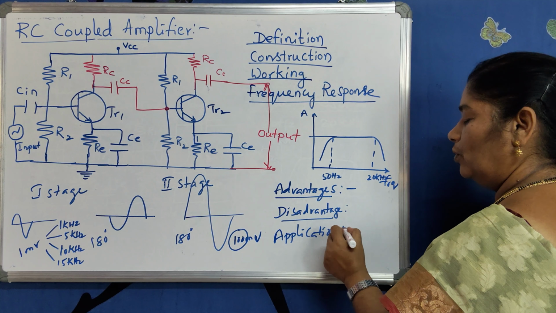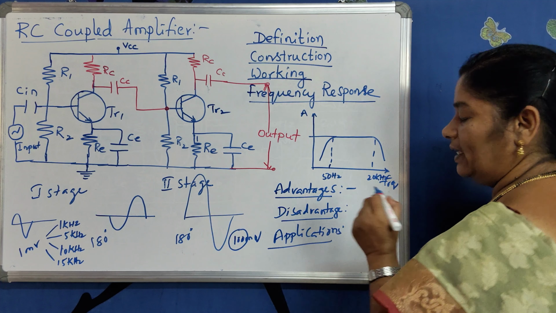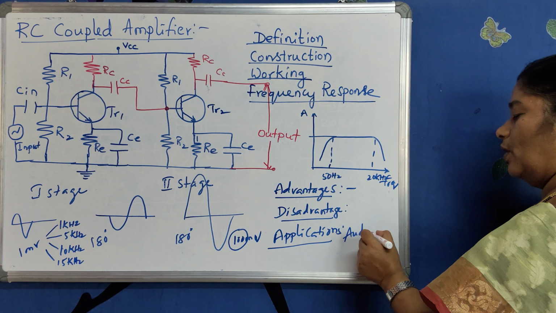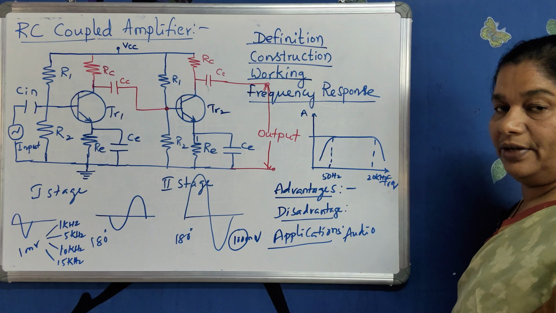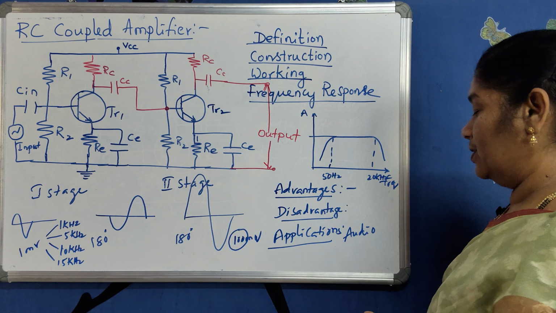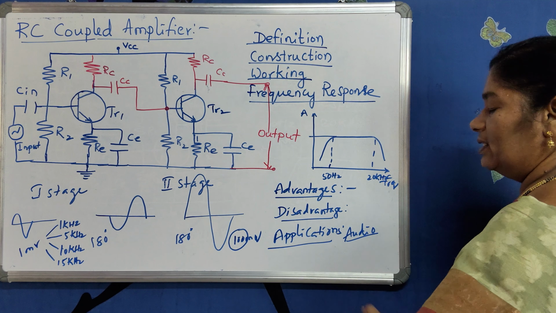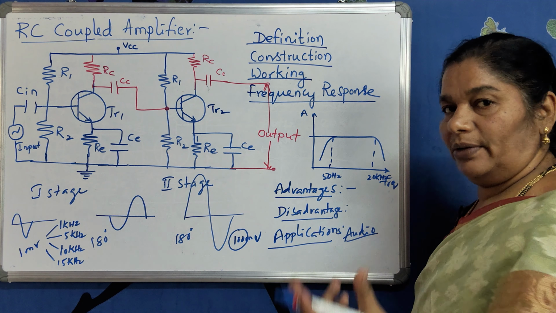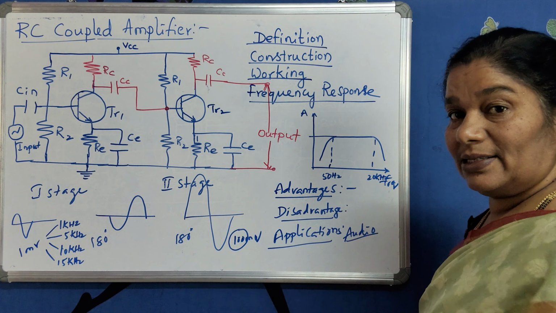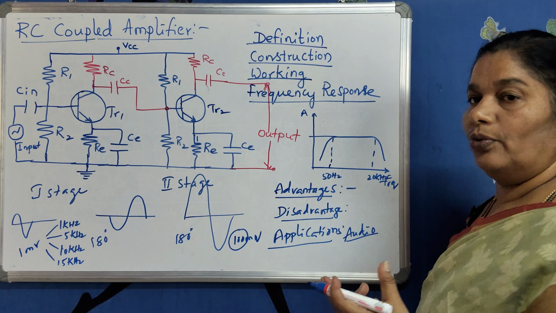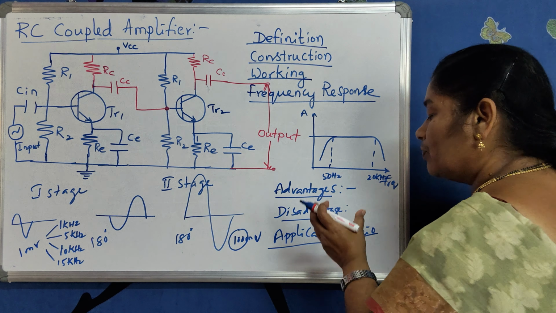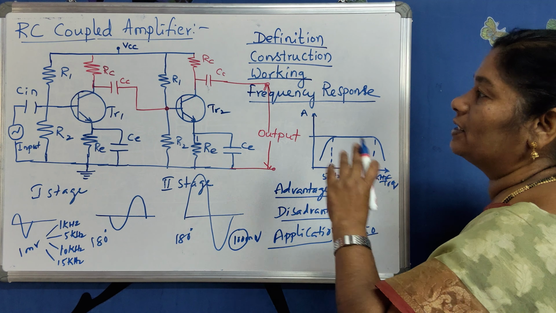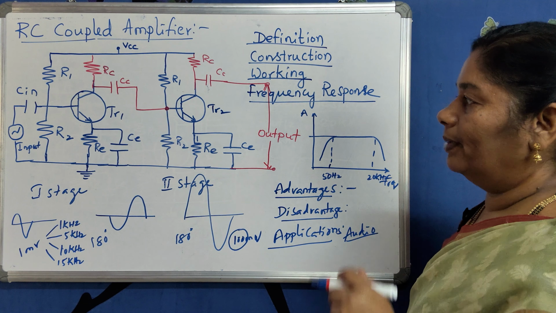When you go for applications, it is used for all audio circuits, audio frequency amplification. For example, you can take radio, tape recorder, or public address system; any audio signal will be amplified by the RC coupled amplifier. So this is the explanation about the RC coupled amplifier.